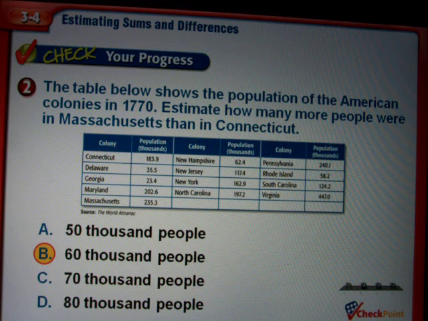So if you change 235 to 240, and Connecticut you change to 180, you can just subtract the difference. Oh, I'm sorry, Connecticut. My bad.